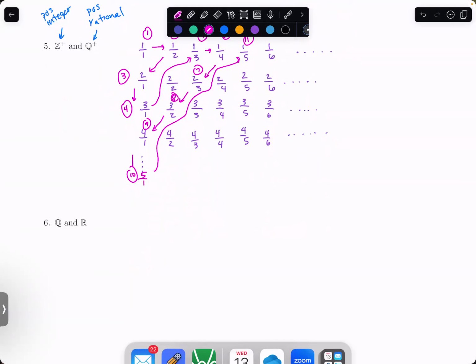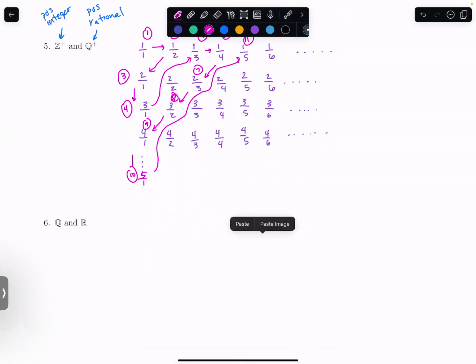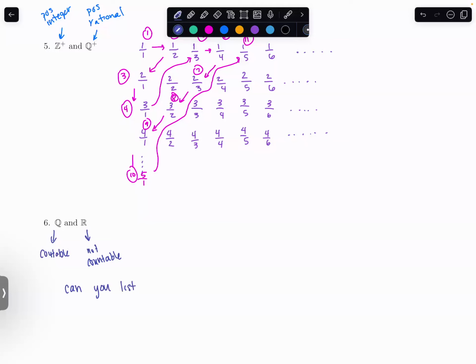So the rationals here and the real numbers. I'm gonna spoiler alert here for you. These are countable because we just made a table so we can count them. These are not countable. So these are uncountably infinite. The question is, can you list the real numbers? And the answer is no.